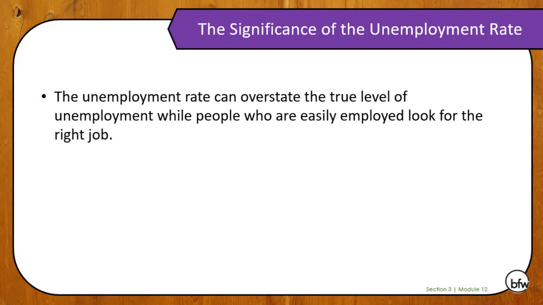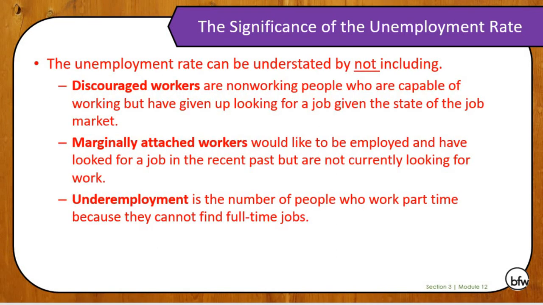So the unemployment rate can overstate the true level of unemployment, while people who are easily employed look for the right job. Alright, it's not a perfect measurement, just like everything, so you got to take it with a grain of salt. Alright, now, the unemployment rate can be understated by not including the following groups of workers. Discouraged workers are non-working people who are capable of working but have given up looking for a job given the state of the job market. So they're just frustrated. I mean, we've all been there, right?